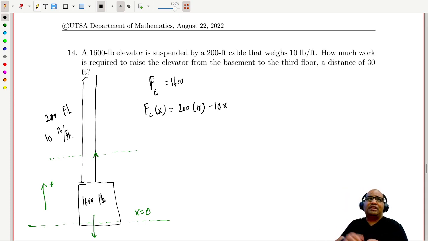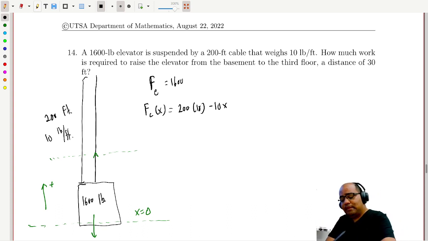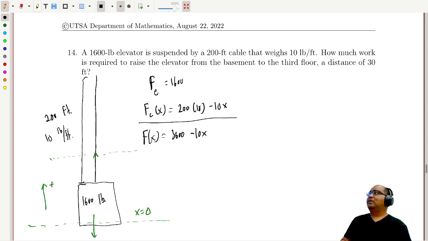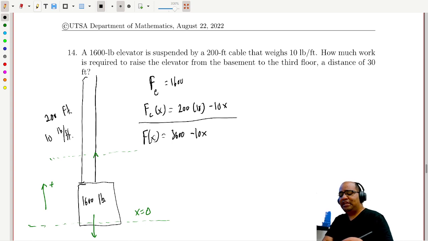Okay. If I move it x feet, I've lifted 10x pounds of cable, just how the units work out. So now I can sum these two to get a total force function. 200 times 10 is 2,000. When I add these two, I get 3,600 minus 10x as our total force function. And this is the thing that we're going to have to integrate on our interval to figure out the energy required to move this elevator car.